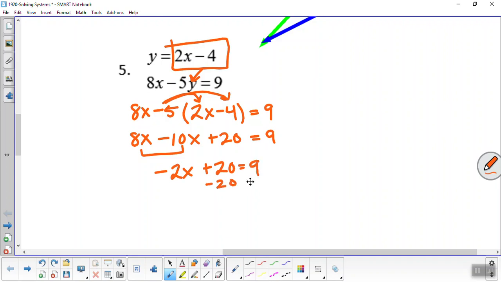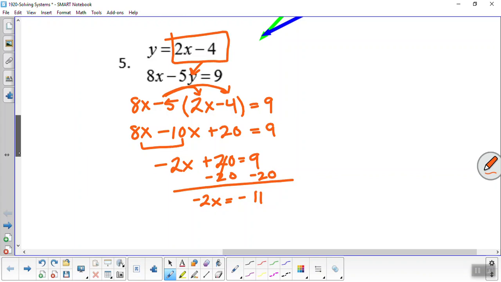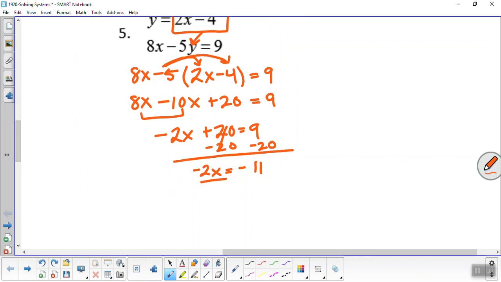Subtract my 20. And I get -2x to equal -11. Divide by my -2. And I get x to equal positive 11 over 2. So there's my first part.